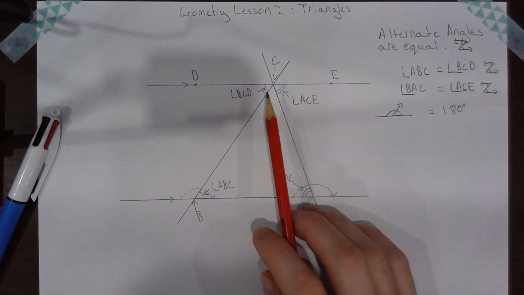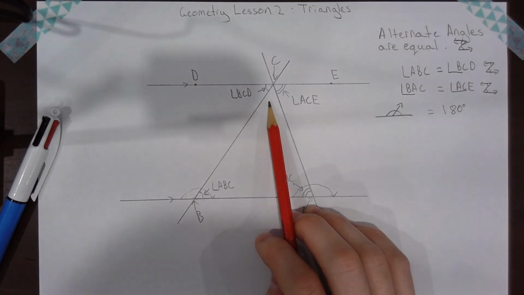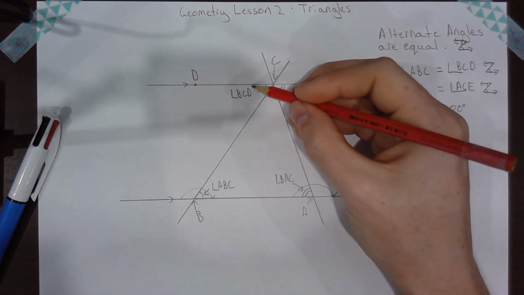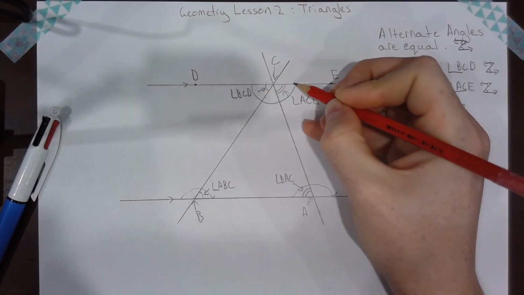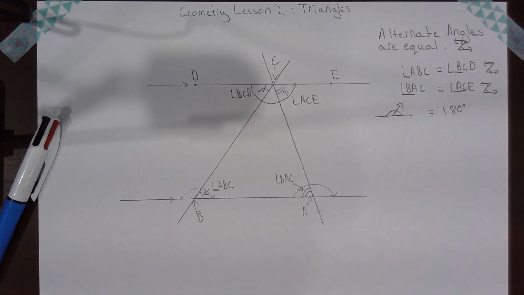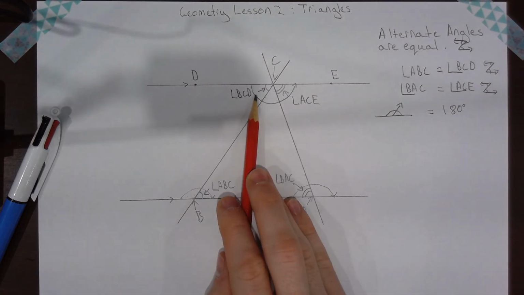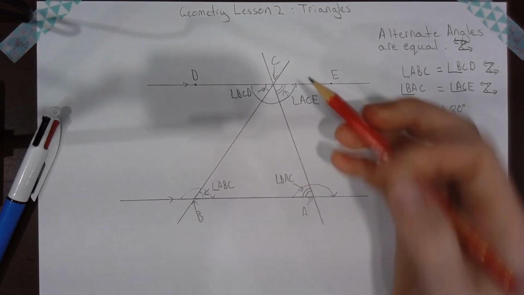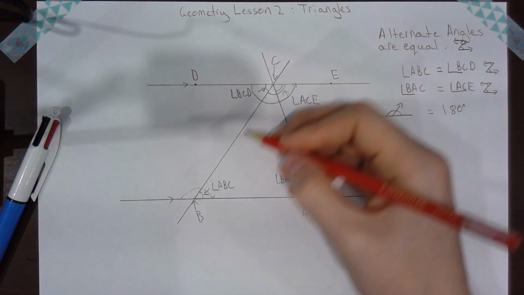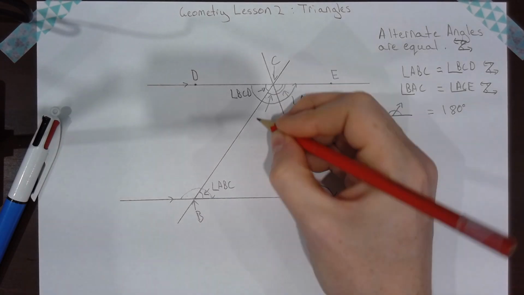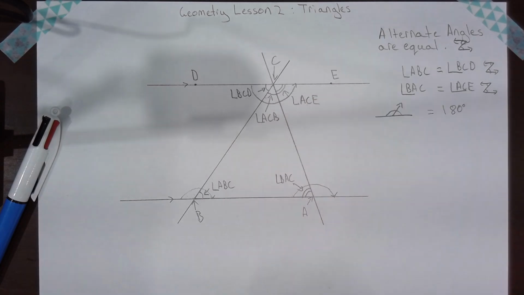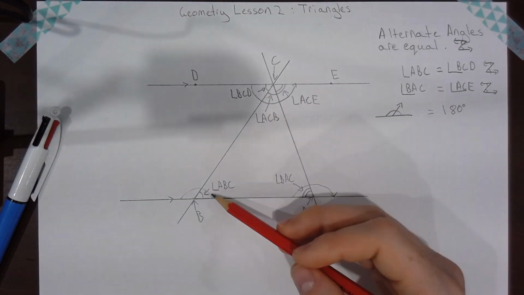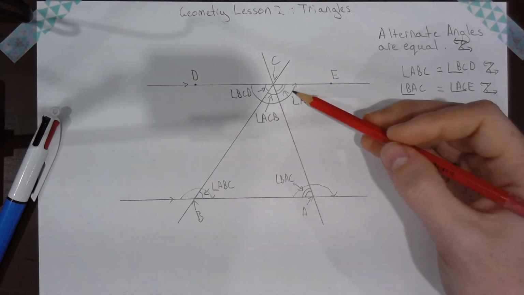And that's really important because what I've just said is that these three angles add up to 180. So if angle BCD plus angle ACE plus this angle in the middle, which is going to be angle ACB, add up to 180, and we know that angle BCD is the same as angle ABC, and angle ACE is the same as angle BAC, then these three angles, the internal angles of the triangle, must also add up to 180.